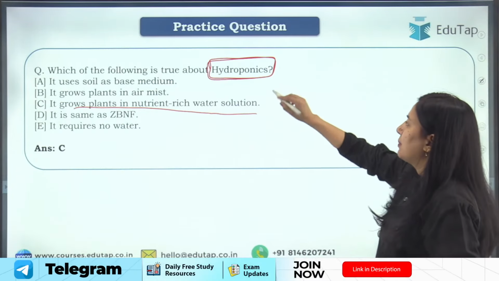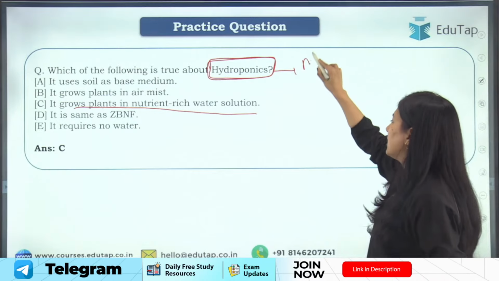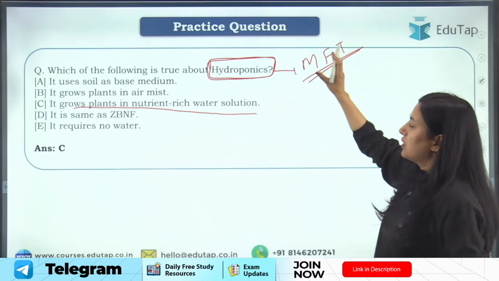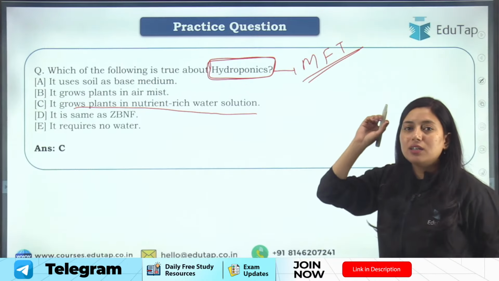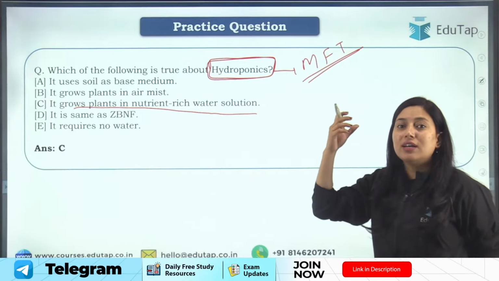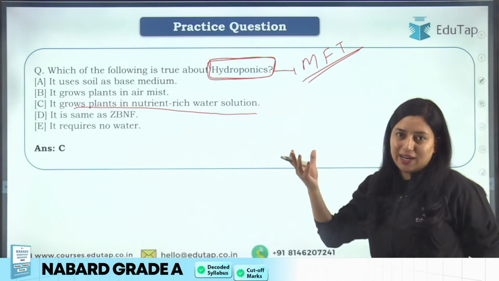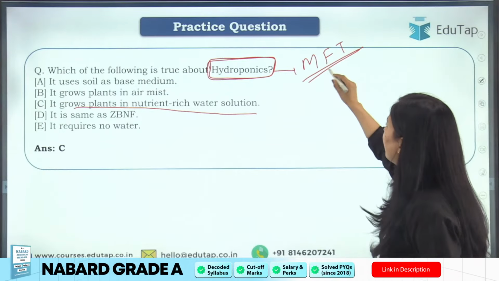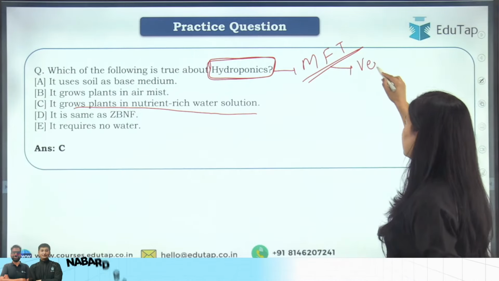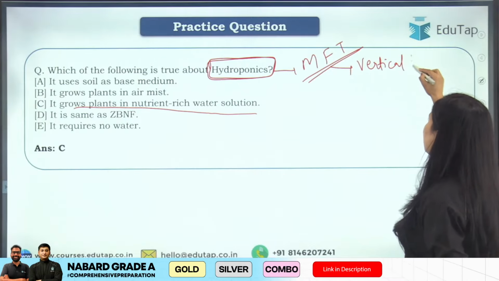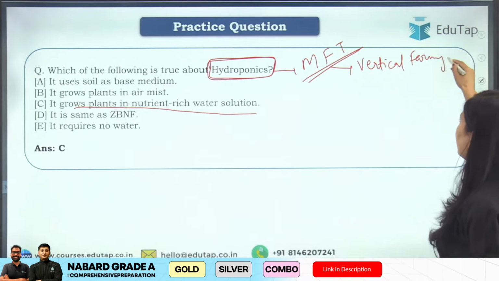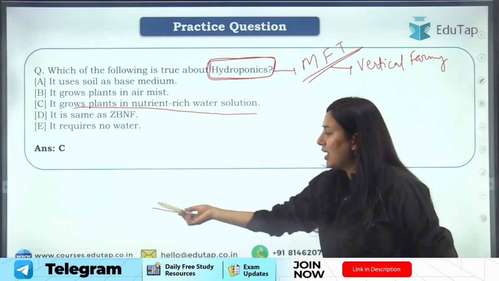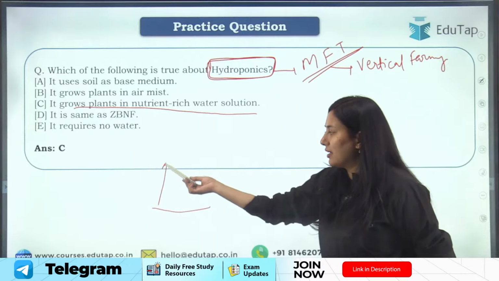So what is hydroponics? Basically, it is a modern farming technique. Okay? First of all, it is a modern farming technique. What are modern farming techniques? Where we are using modern techniques or modern science to grow plants, to grow crops. That is modern farming techniques. Now under modern farming techniques we have vertical farming. Okay? What is vertical farming? Vertical farming is a type of farming where we are not utilizing much of horizontal space, rather we are utilizing the vertical space.